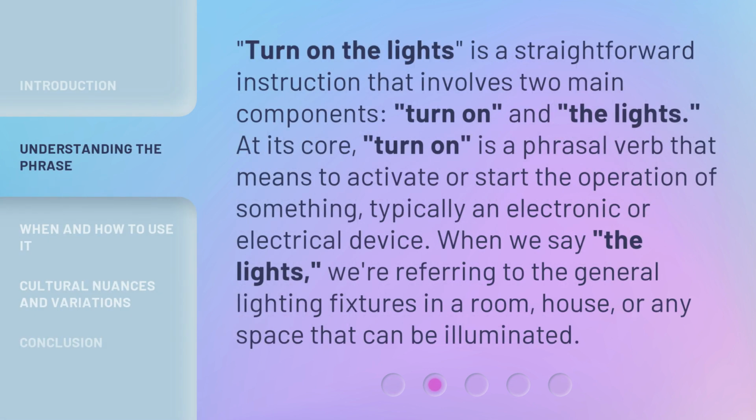Turn on the lights is a straightforward instruction that involves two main components: turn on and the lights. At its core, turn on is a phrasal verb that means to activate or start the operation of something, typically an electronic or electrical device. When we say the lights, we're referring to the general lighting fixtures in a room, house, or any space that can be illuminated.